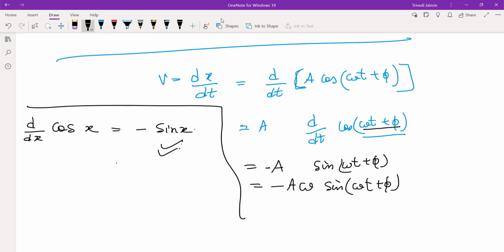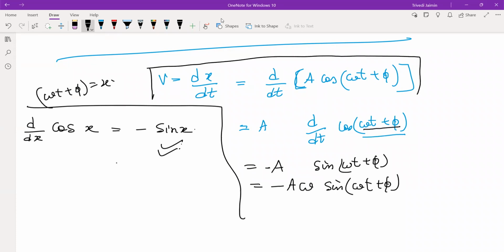Now here we are considering omega t plus phi equals x. x or a or any variable. This is just a variable. x here is a variable, not the distance. This is separate. We are considering x as omega t plus phi. Now we differentiated this one, so we got minus sin x. This is your first step.